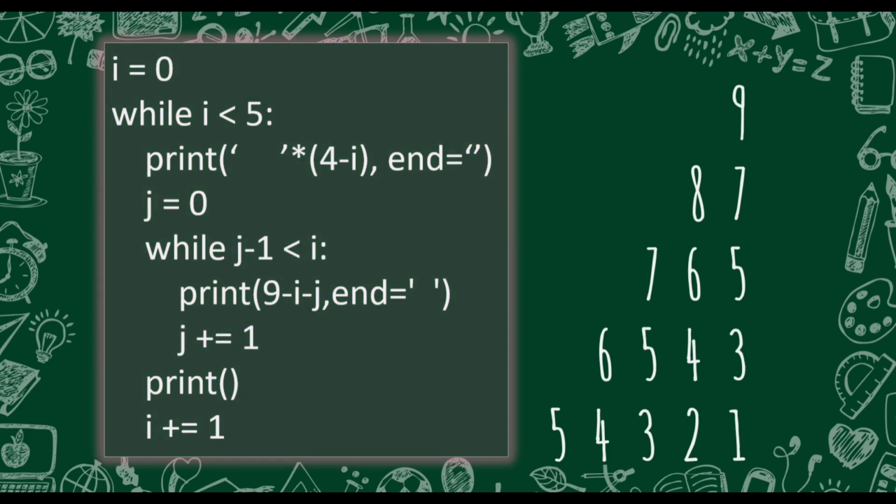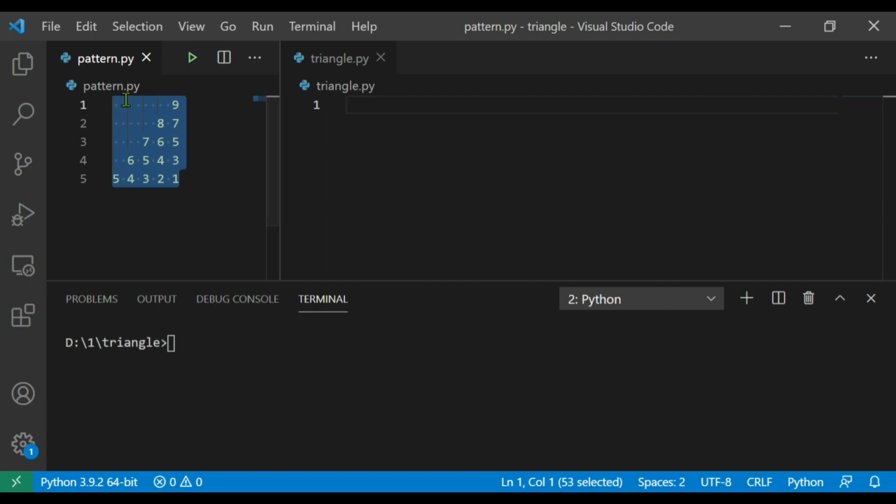We will see how to print the left angle number triangle pattern. Let's move to Visual Studio Code and execute this pattern. You can see here in this pattern, every line begins with space characters. Those space characters are gradually decreasing line by line from 8 to 0: 8, 6, 4, 2 and 0.